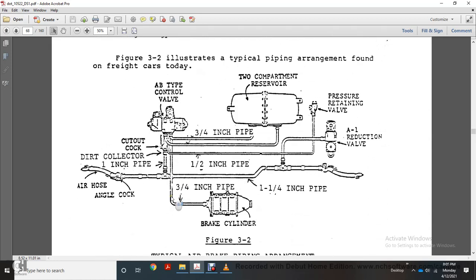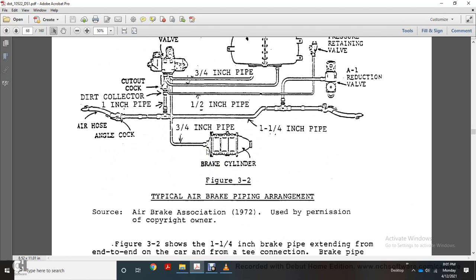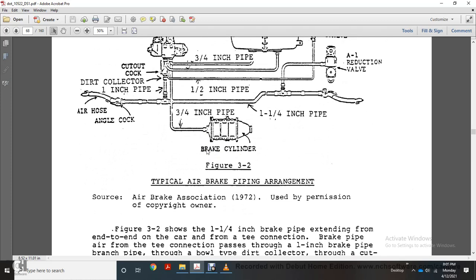It shows the angle air hose, angle cock, dirt collector, 1 inch pipe, cutout cock, ABT type control valve, 3/4 inch piping through the two-compartment reservoir, the pressure retaining valve with the A1 reduction valve, the 1 1/4 inch pipe, the 3/4 inch pipe, the brake cylinder, the 1 1/4 inch pipe, and the 1 1/2 inch pipe. Typical AB air braking arrangement, Air Brake Association 1972, used with permission of the copyright owner.